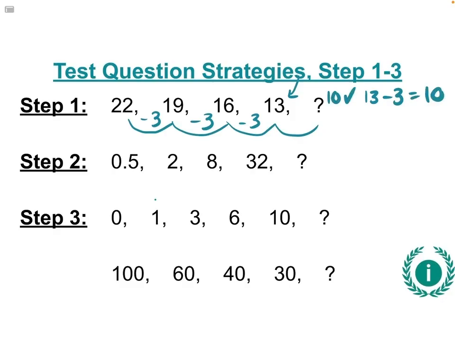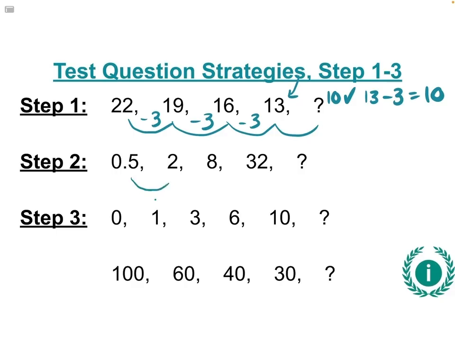Let's try an example that doesn't have an arithmetic pattern. Let's say we applied step 1 to this example here. Taking this difference, we would have a difference of plus 1.5, then a difference of plus 6, and then plus 24. There is no discernible pattern between these additions, so we need to try something else. We need to move on to step 2 of our test question strategies, which is looking for geometric changes. So looking for patterns that involve either multiplication or division.